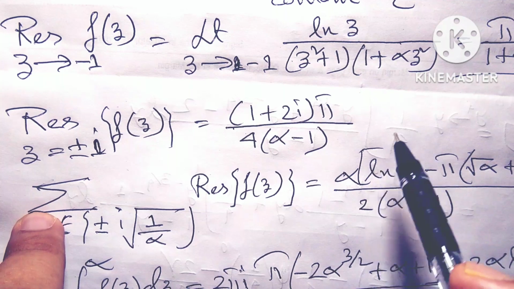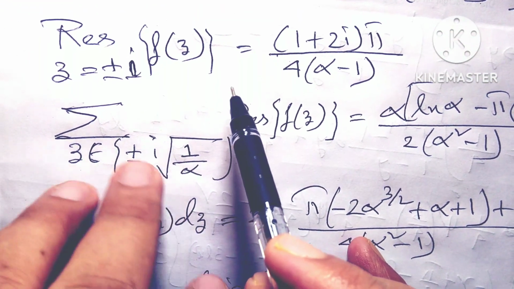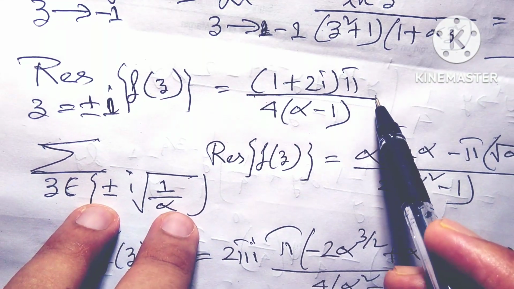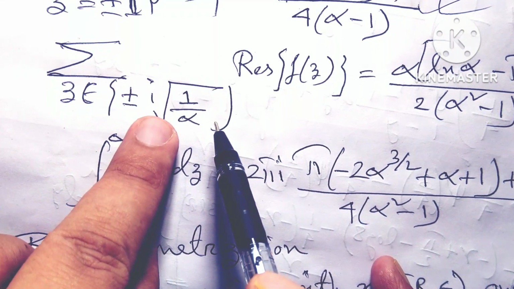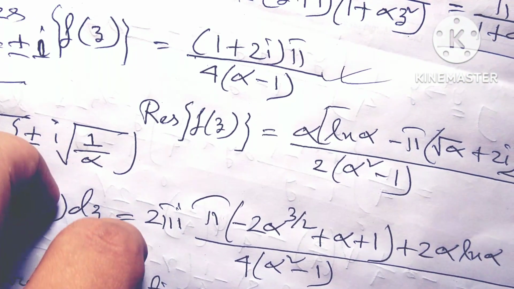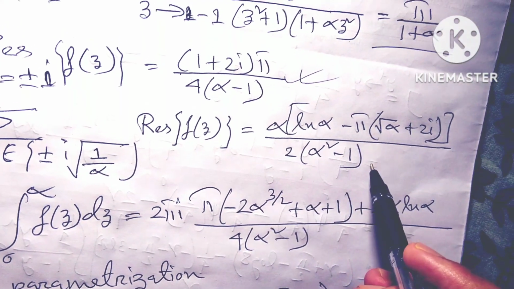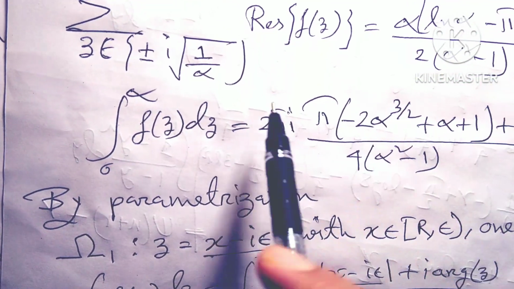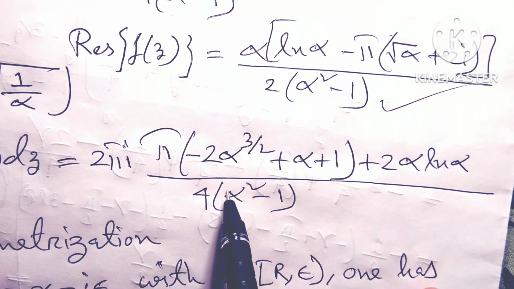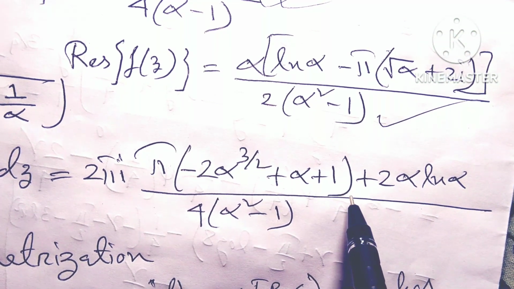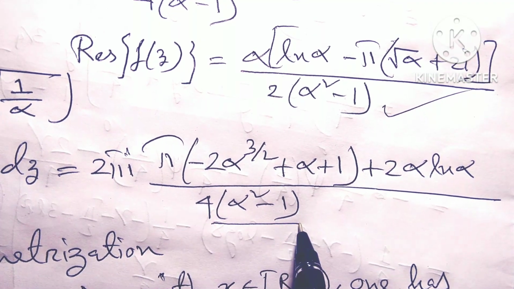Another is the residue at z tends to plus minus i, so I get the residue. This is my residue, and another is z belongs to i plus minus 1 by alpha. This value is my value, and after that the integral 0 to infinity of f(z) dz is 2 pi minus 2 alpha to the power 3 by 2, alpha plus 1, 2 alpha ln alpha and 4 alpha square minus 1.